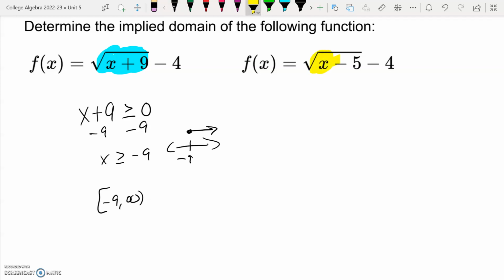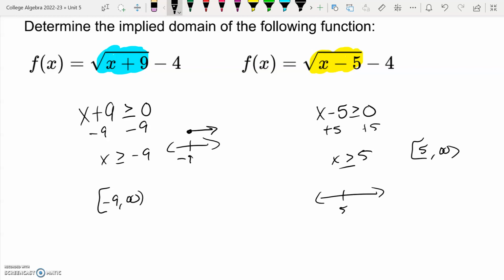So same way here. Because there is no fraction, I just focus on what's inside of it, and this time it's greater than or equal to 0. If there was a fraction and it's on the bottom of the fraction, it's just greater than. So I would say greater than or equal to 0. All right, I added 5. I make my number line. You get 5 to infinity. Okay, you guys kind of get the point of that, hopefully, whenever it comes to domain.